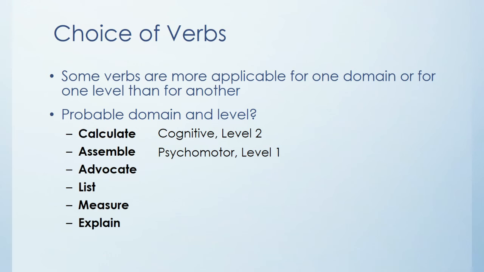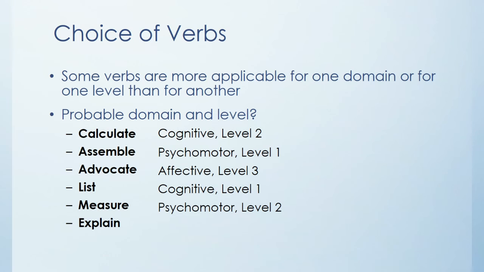And then advocate, oh, that's a good one. All right, so this is going to be affective. And then it's going to be level 3, because when something is part of your central being, you're going to advocate for it. So that's what makes it level 3. And then list is a cognitive level 1, because it's just straight recall of information, writing something down that you've memorized. Measure is psychomotor and level 2, because it's gone beyond just readiness. You're actually physically doing something.